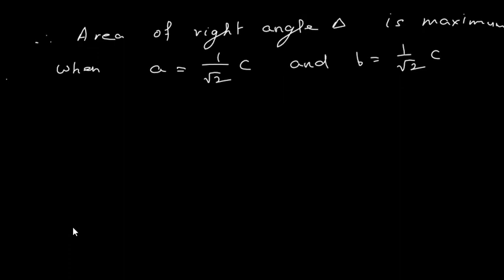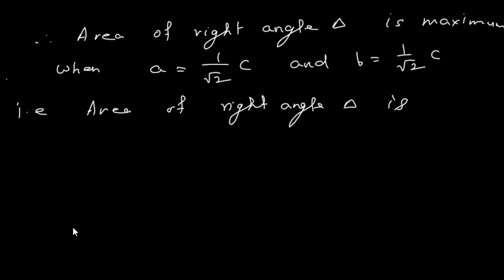That is, the area of a right angle triangle is maximum when it is an isosceles triangle.